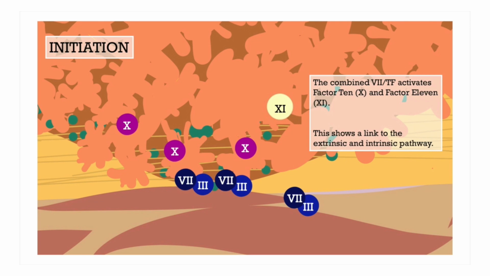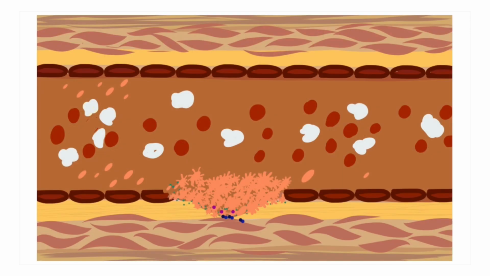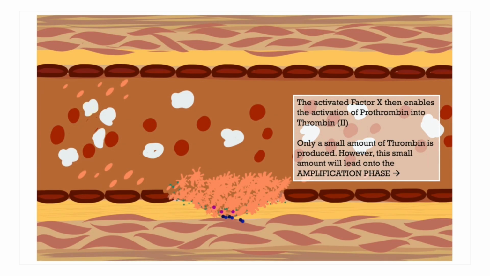Here we could see how the cell-based model shows that coagulation does not involve two isolated pathways like the intrinsic and extrinsic, which don't really interact in the classical model, but actually there is a link between the two pathways. Okay, so the activated factor 10 then goes on to convert prothrombin into thrombin. This small number of thrombin leads onto the amplification phase.